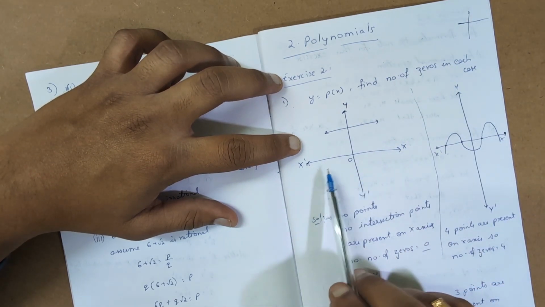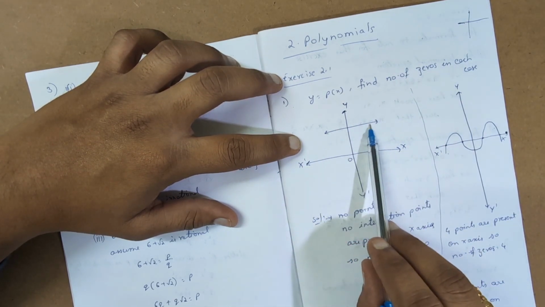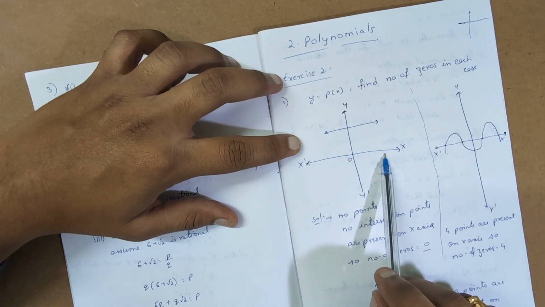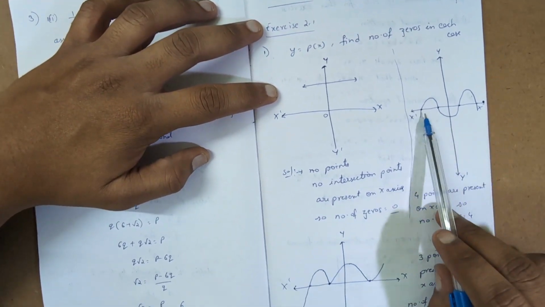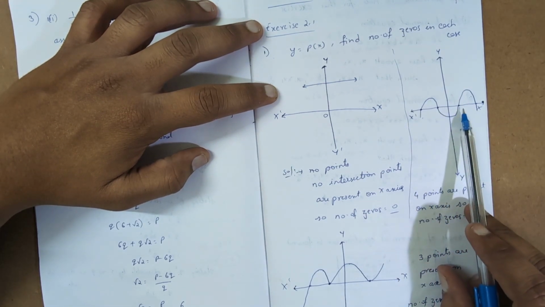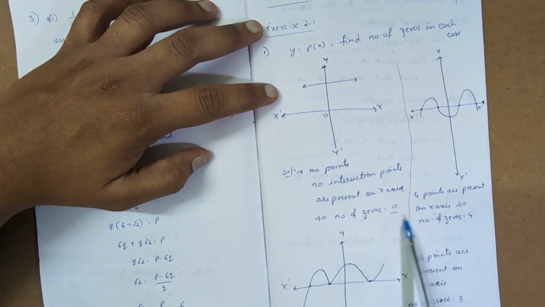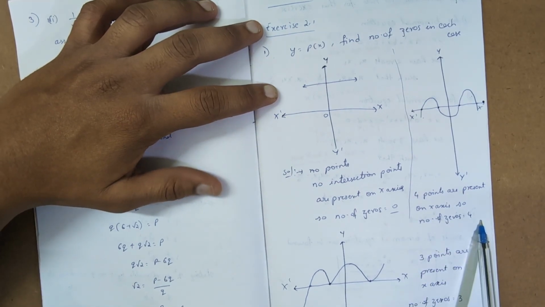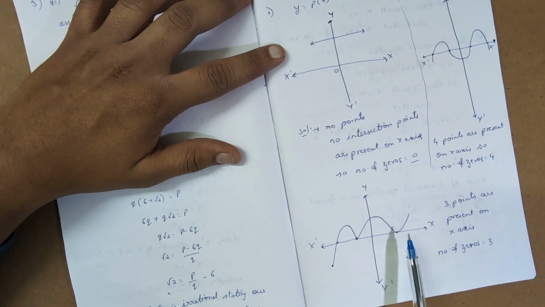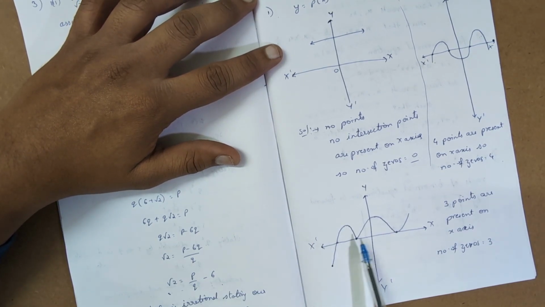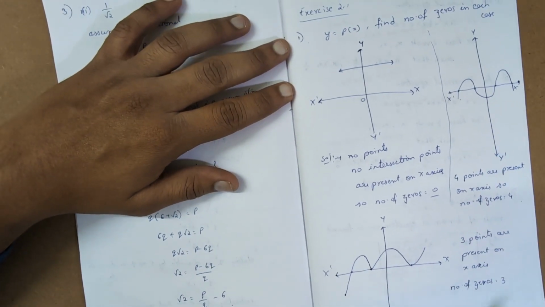So in this graph you can see this is a line and there is no intersecting point with respect to the x-axis. So there is no zero for this graph, whereas for this graph you can see they have 1, 2, 3 and 4. So a total of 4 points are present on the x-axis, so the number of zeros is 4. And similarly for this graph you can see there are 1, 2 and 3. So for this type of graph we can say that the number of zeros is 3.